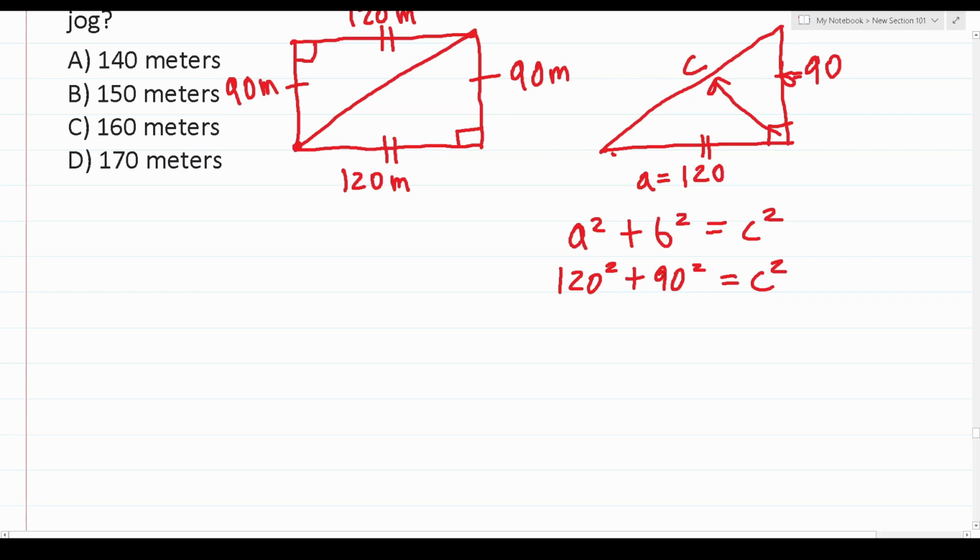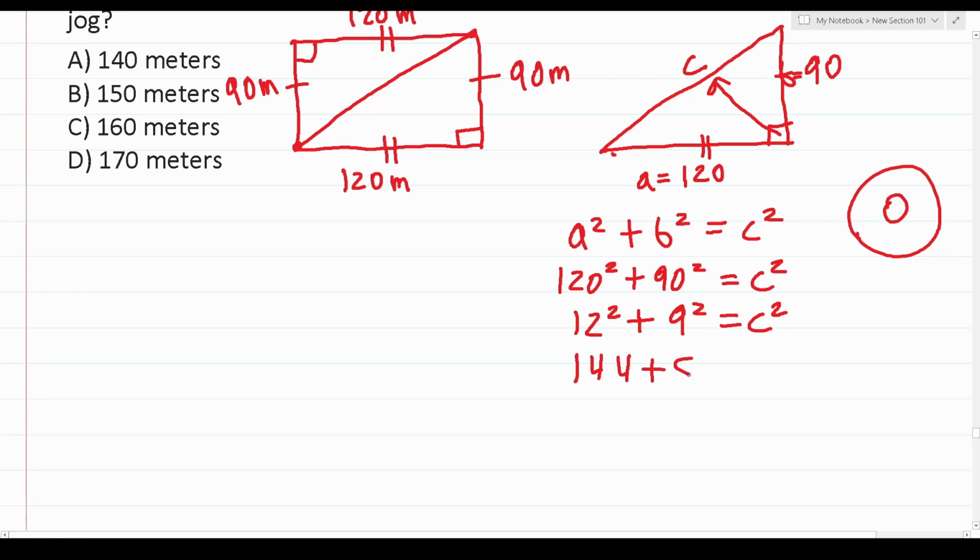Now let's think about this for a second. 120 squared would be a very big number. 90 squared would be a very big number. So what I'm going to do is I'm going to pull off these zeros, and I'm going to hold that zero over here. And I'm going to rewrite this like this. 12 squared plus 9 squared equals C squared. And once I work this out, I'm going to tack that 0 back onto my answer. 12 squared, we should know, is 144.